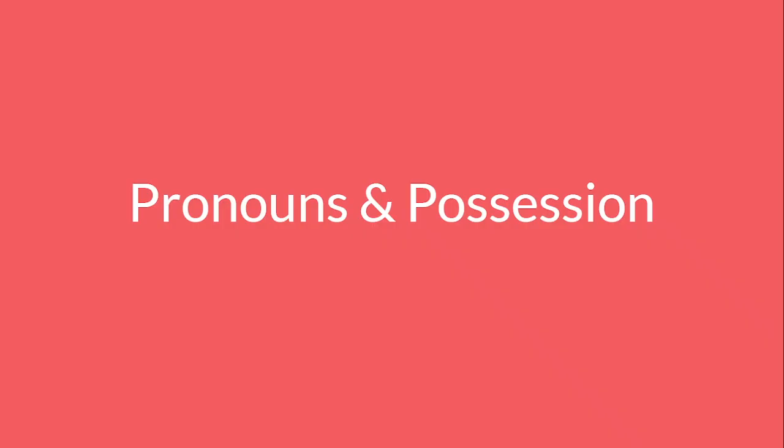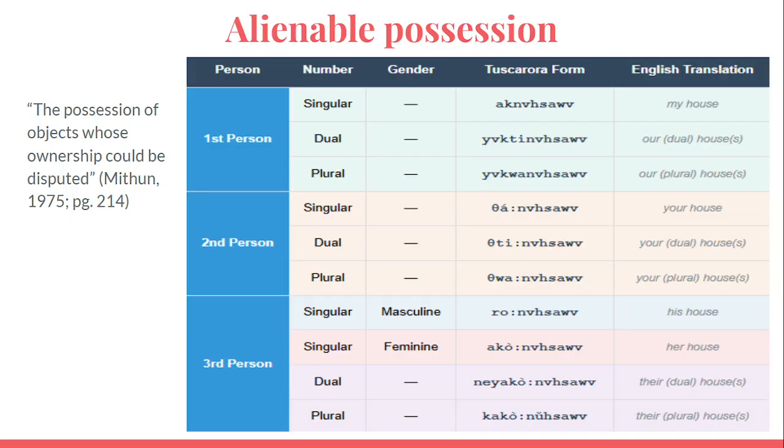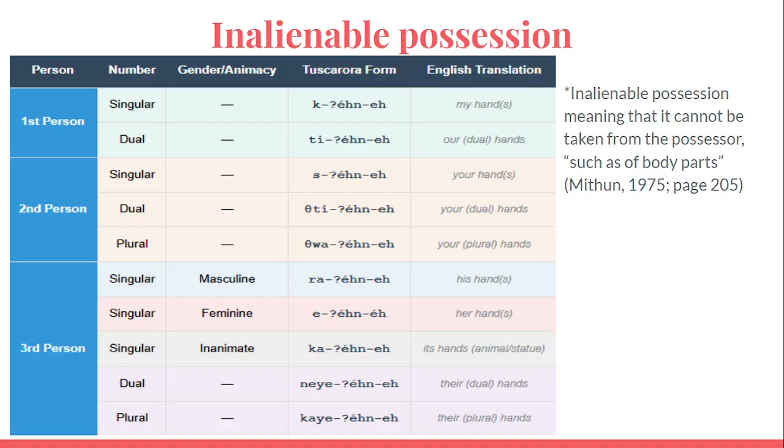All right, now we're going to talk about pronouns and possession in this section. Different possession systems use different noun types. So alienable possession is essentially something that can be taken away from you, whereas inalienable is something that's a part of you.